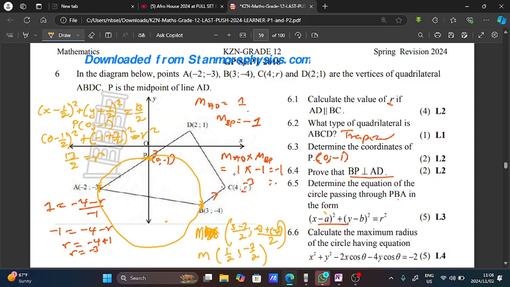Is there any question? Calculate the maximum radius of the circle having this equation.